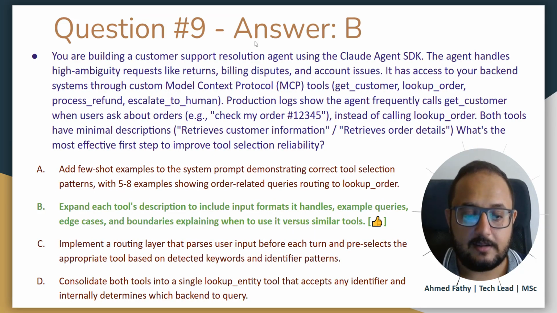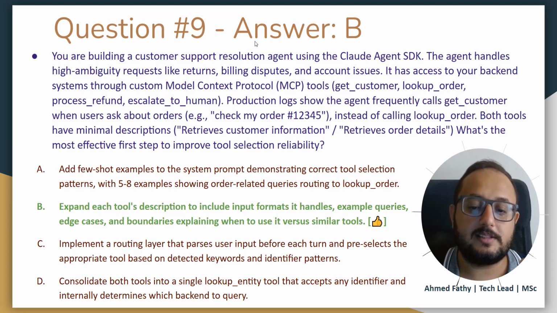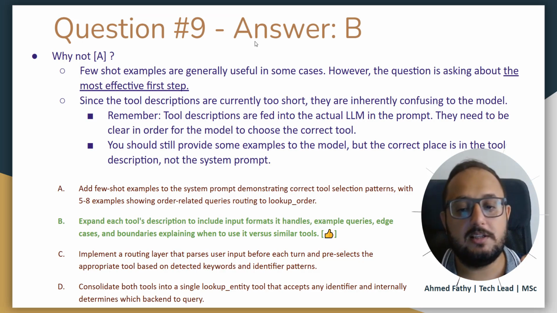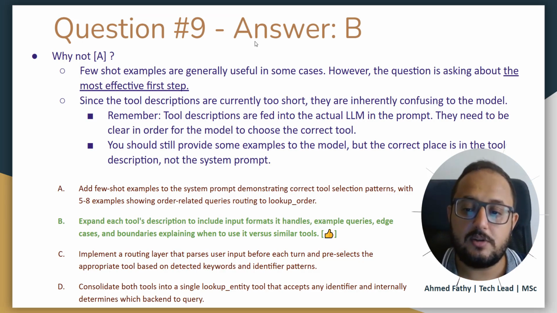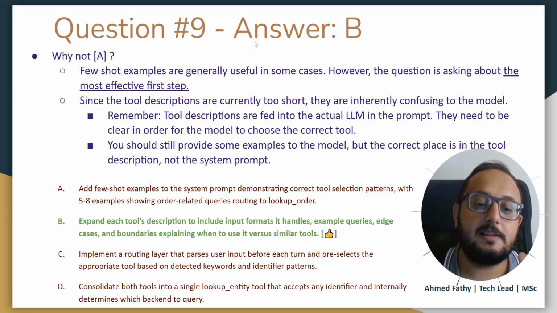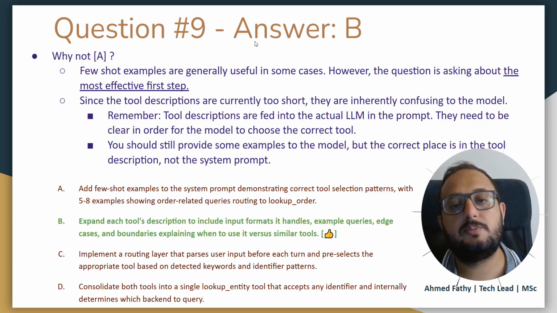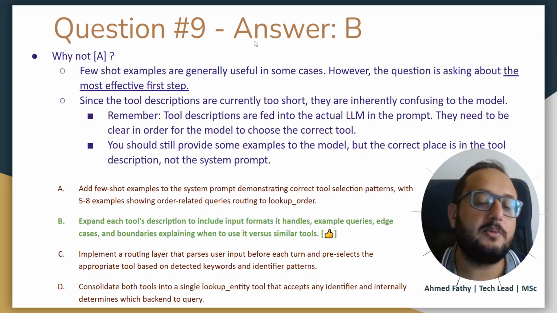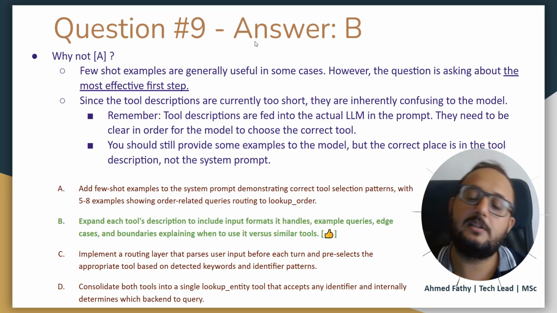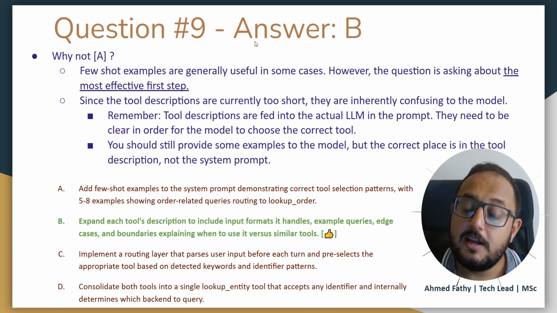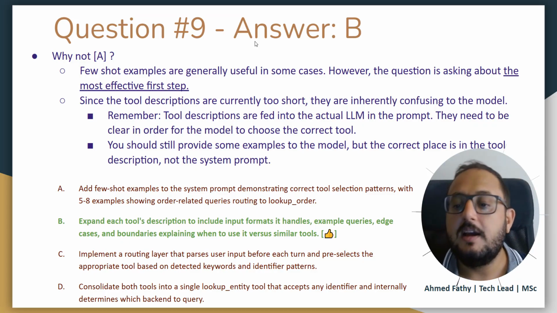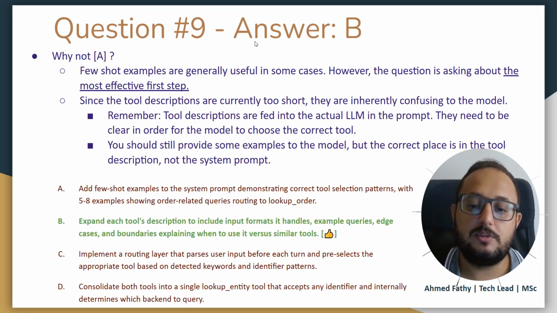So why not A? A tells you to add a few short examples to the system prompt. Few-shot examples are generally super powerful. However, the question is asking about the most effective first step. The question explicitly says that the tool descriptions are too short, so they are inherently confusing, and the model doesn't really know when to call one tool versus the other. Remember, tool descriptions are still fed into the actual LLM in the prompt anyway. They need to be clear in order for the model to choose the correct tool.